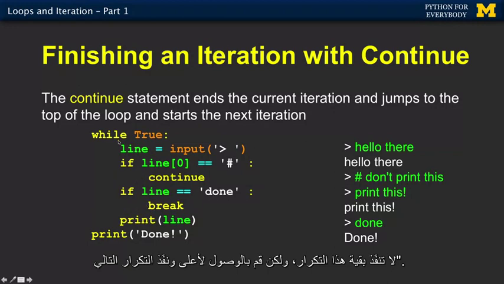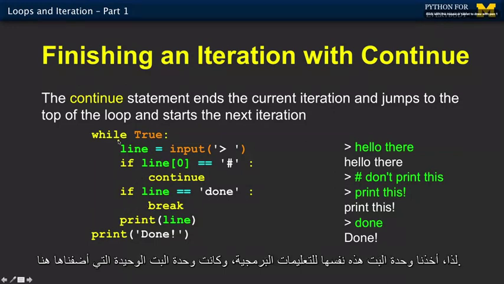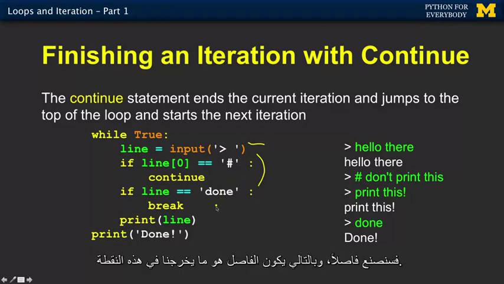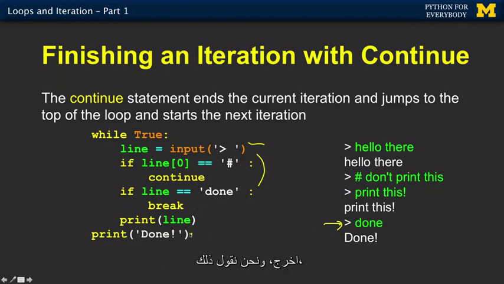Break says get out, and continue says don't do the rest of this iteration, but go up and do the next iteration. So we have taken this exact same bit of code, and the only bit we added was right here. So we read a line. If the first character is a pound sign, we continue. If the entire line is done, we break. And so breaking is what gets us out at this point. Get out, we say done.